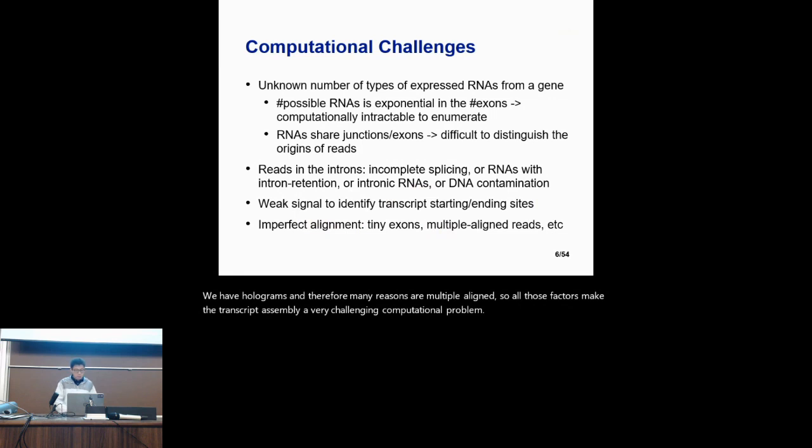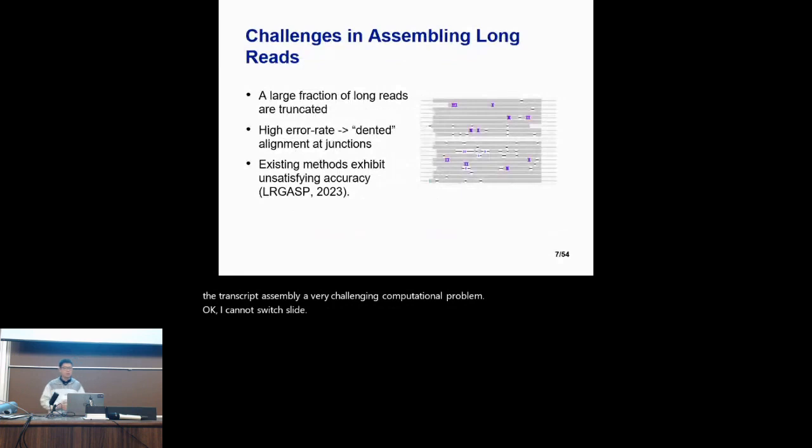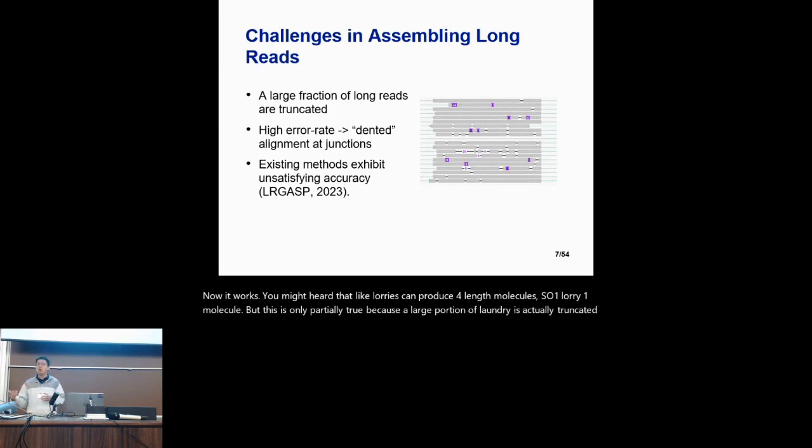I cannot switch slide. Oh, now it works. You might have heard that long reads can produce full-length molecules, so one long read, one molecule. But this is only partially true, because a large portion of long reads are actually truncated. They are fragments, not full-length. Therefore, assembly is still needed for long reads.